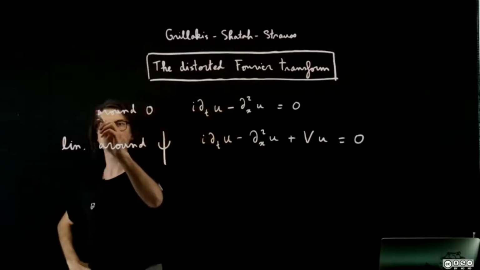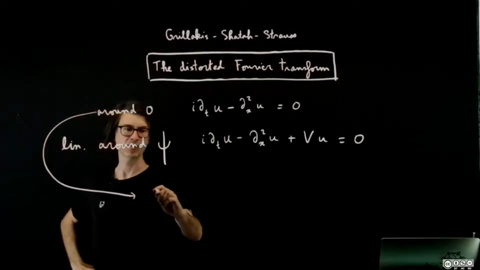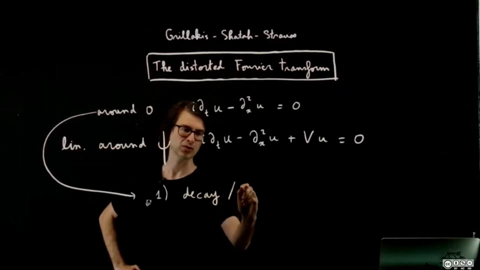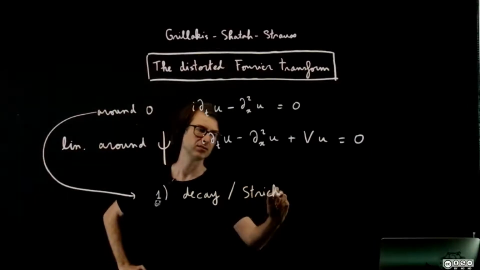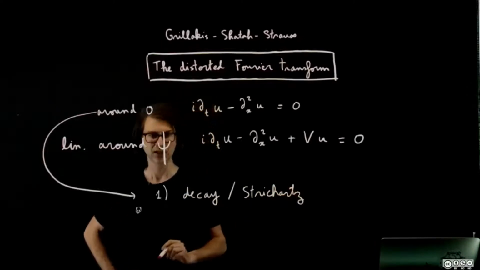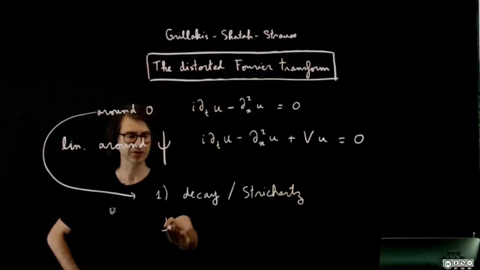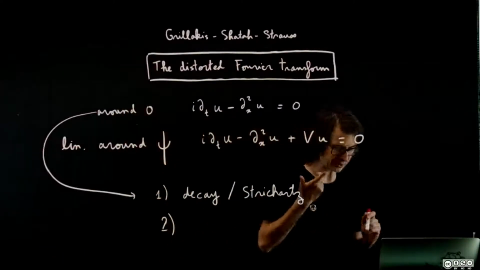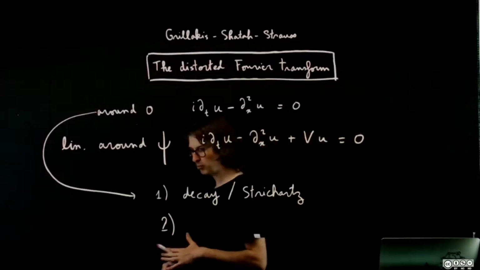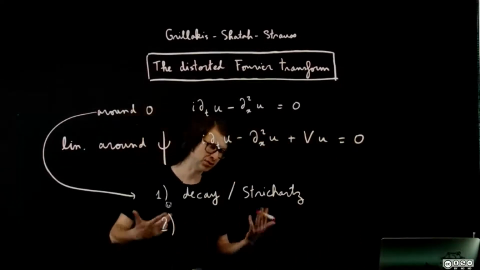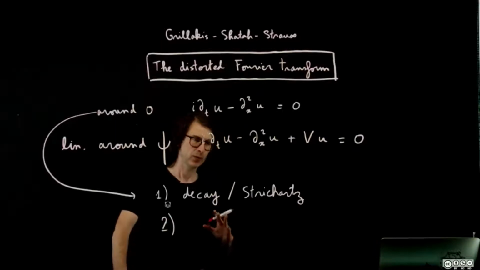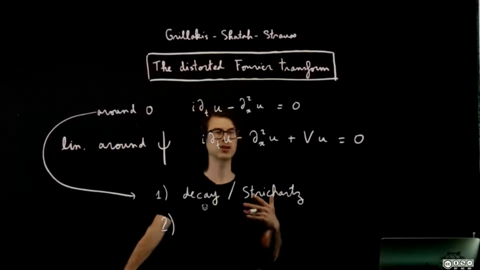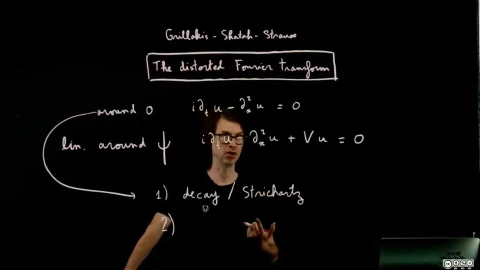So around zero, what did we use? Two things. First, we used decay estimates or Strichartz estimates. And second, if you remember, for the cubic Schrödinger equation, we used the representation of the solution in Fourier space, which ultimately is linked to the fact that the Fourier transform diagonalizes the Laplacian.